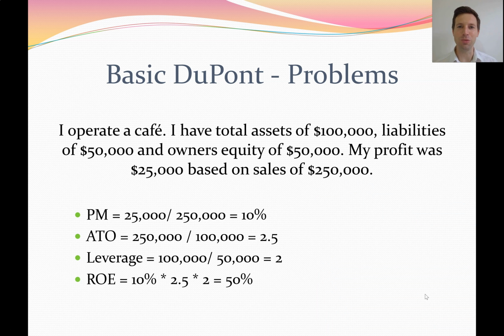Another example of the problems, this time I'm operating a cafe and I have total assets of $100,000. My liabilities are equal to $50,000 and I've got owner's equity of $50,000. I had a profit of $25,000 during the term based on sales of $250,000. So we calculate our ratios. I've got a profit margin of 10%. My asset turnover is 2.5. My leverage is 2, and I get an ROE of 50%. So very, very successful, very high return in this case.